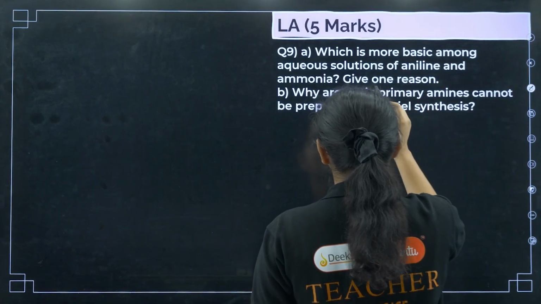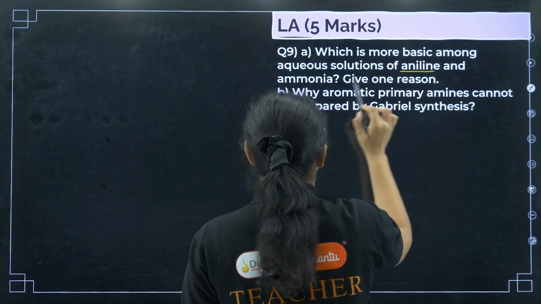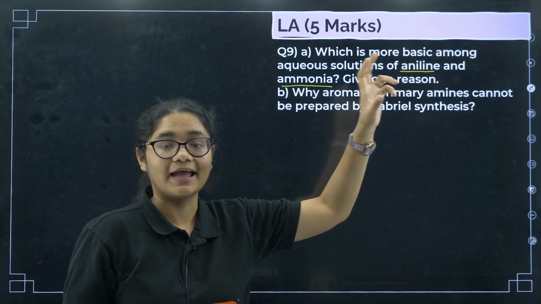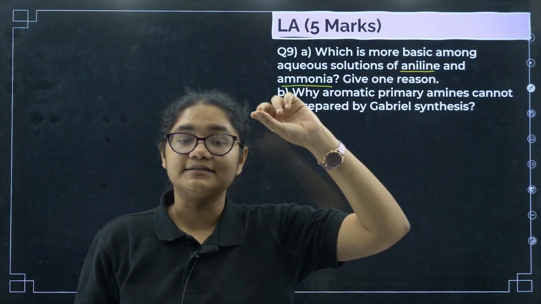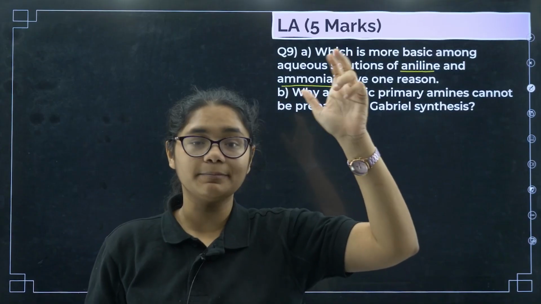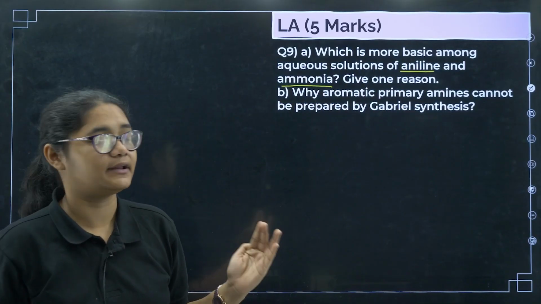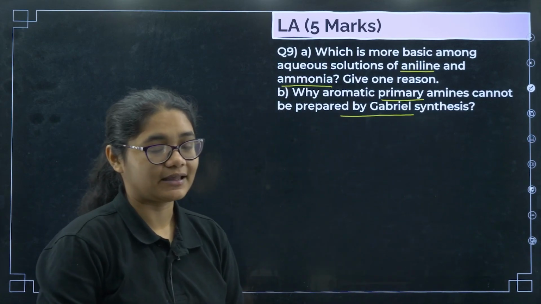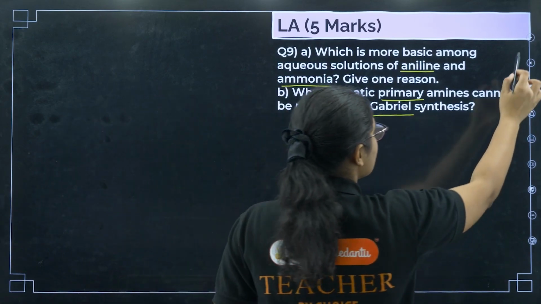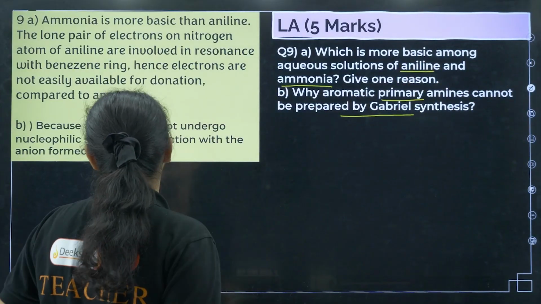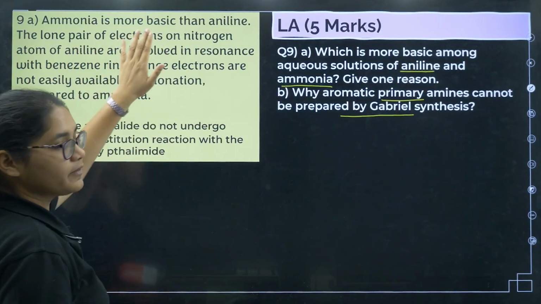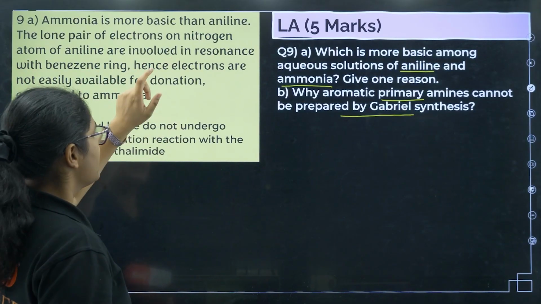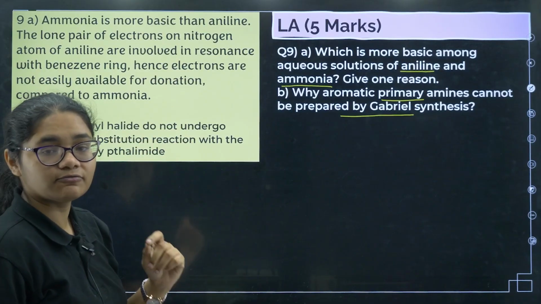Ninth, which is more basic among aqueous solutions of aniline and ammonia? Definitely ammonia is more basic. We have already discussed many times that the lone pair of aniline is involved in resonance. It is not available. Next, why aromatic primary amines cannot be synthesized by Gabriel method? This is also a very important question. So the first one: ammonia is more basic than aniline. The lone pair of electrons on the nitrogen atom of aniline is involved in resonance with the benzene ring. Hence, the electrons are not easily available for donation.